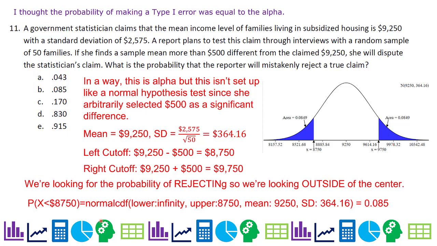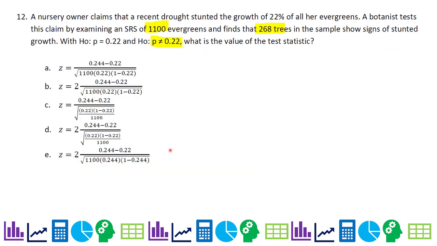Now you can calculate it with your calculator, but you're going to have to do just one side. So say the lower is negative infinity to 8750. We get 0.085, which is pretty much what I have here, but that's only one side. So we have to double it, and the answer is C, 0.170.